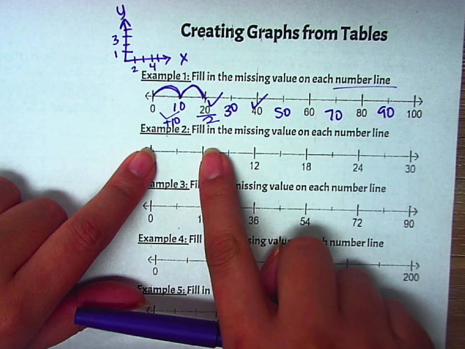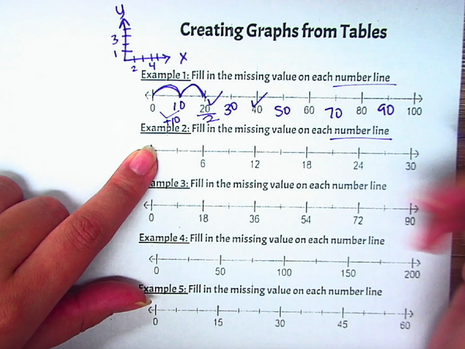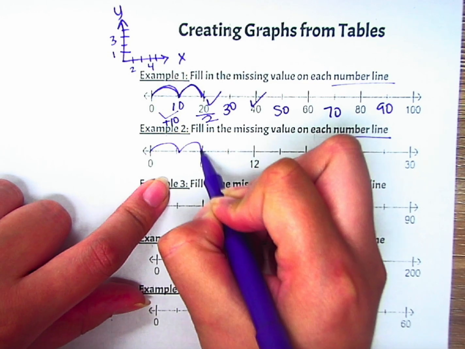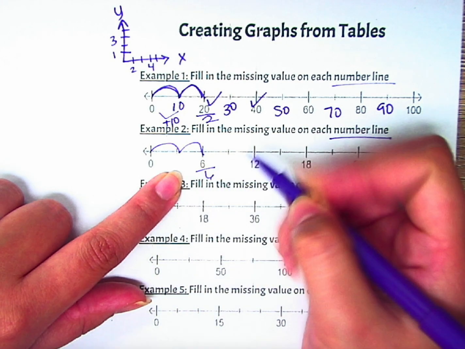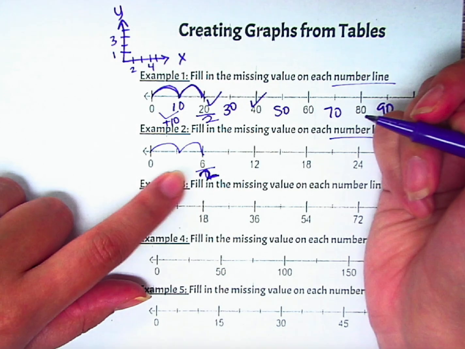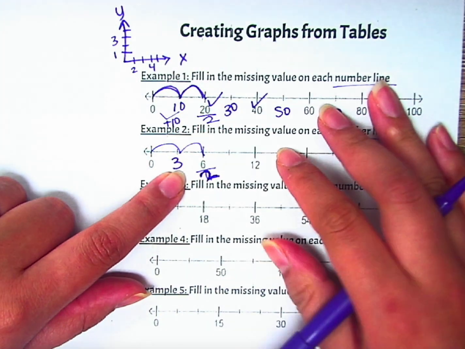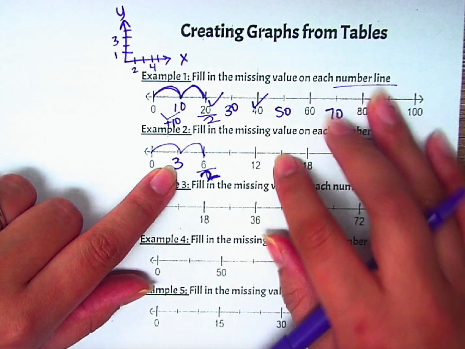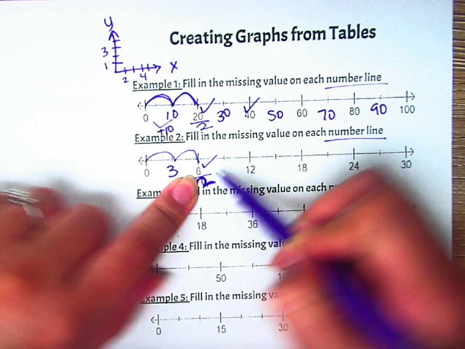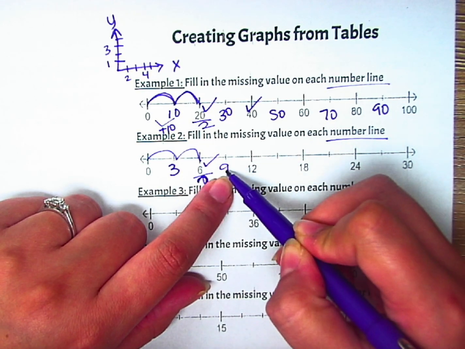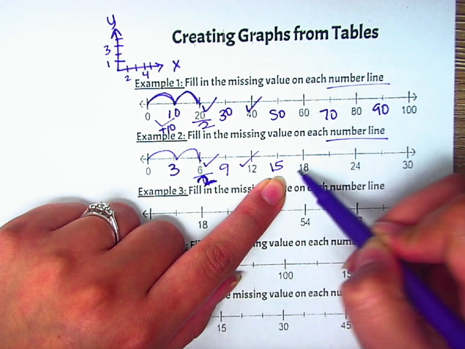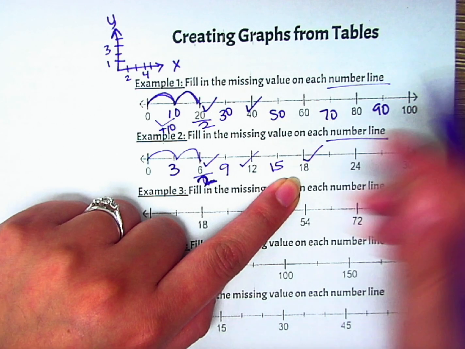So example 2 says fill in the missing value on each number line. We're doing the same thing. Let's see how many times we jump. We're going 1, 2. That means I'm going to divide 6 by 2. Okay, 6 divided by 2 is 3. I just found out that first increment, so we're going to be adding 3 to the rest of them. So 3 plus 3 is 6. 6 plus 3 is 9. 9 plus 3 is 12. 12 plus 3 is 15. 15 plus 3 is 18, and so forth, right?